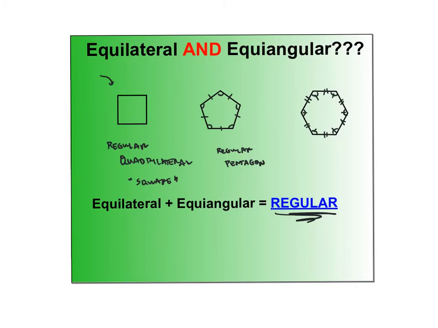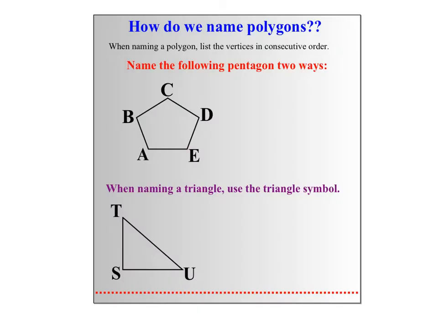All right, let's continue. Let's talk about how we name polygons. When naming a polygon, list the vertices in consecutive order. So this pentagon that you see below here, we can name in a couple different ways. We could name it A, B, C, D, E.